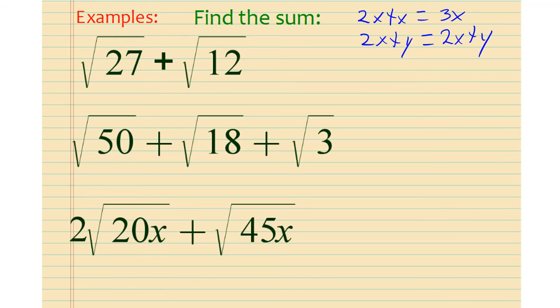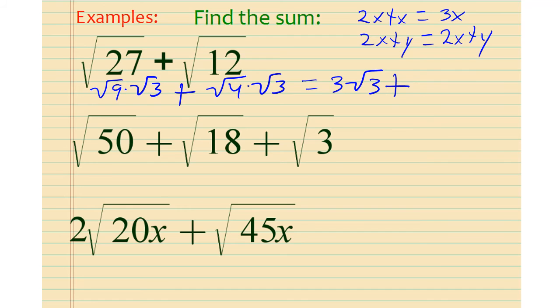So what I have to do is simplify each one of these first. Square root of 27, I'm going to rewrite as square root of 9 times square root of 3. 12, I'm going to rewrite as square root of 4 times square root of 3. Do I know what the square root of 9 is? It is 3. And I get 3 times the square root of 3 as the square root of 27. Do I know what the square root of 4 is? I do. It is 2. And I have 2 times the square root of 3 as the square root of 12.